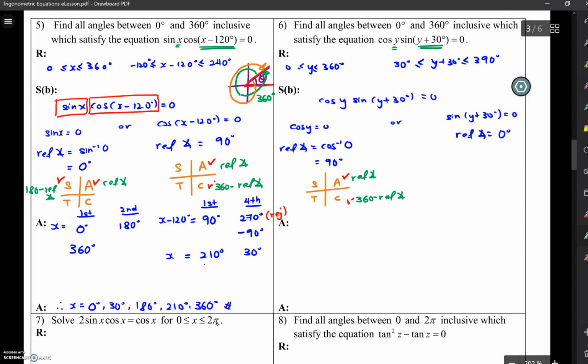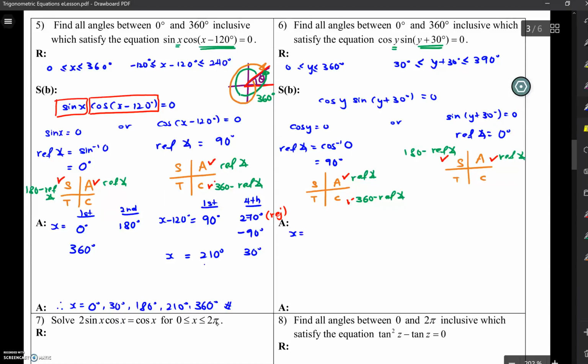Now similarly, we will do the same ASTC for sine of y plus 30 degrees. In order for sine to be positive, which quadrant will it be? First and second quadrant. So we will have the reference angle and 180 minus the reference angle. Okay, that's clear. Then we can go about doing the answer.